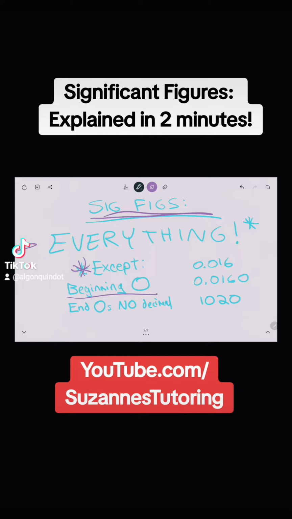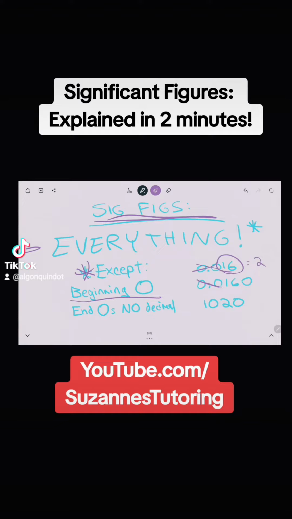Any beginning zeros. 0.016 just has this 16 that counts, so that's 2 sig figs. And here's beginning zeros, 0.0160. The 160 counts, you just don't count the beginning zeros. So that's 3 sig figs.